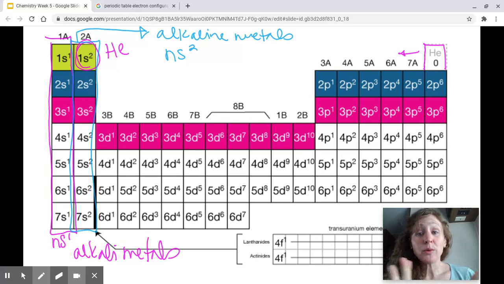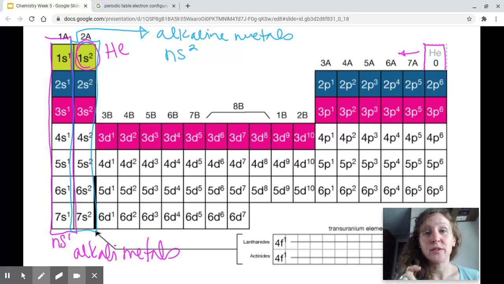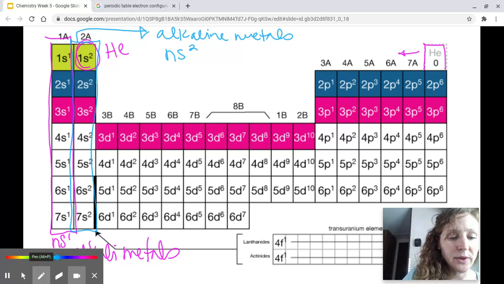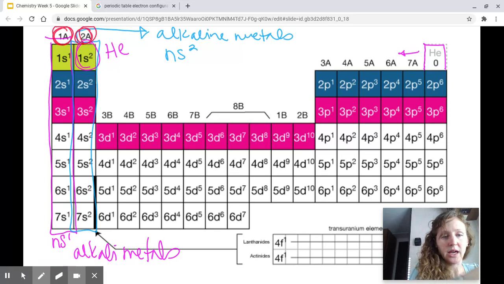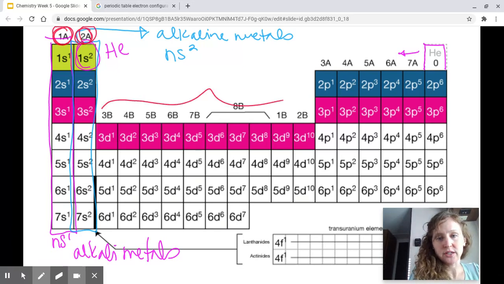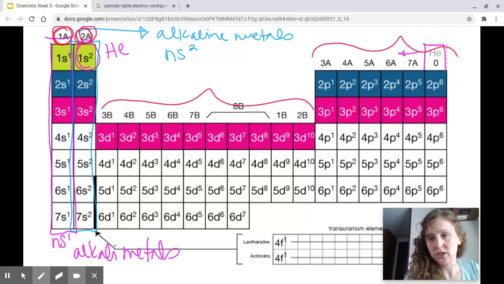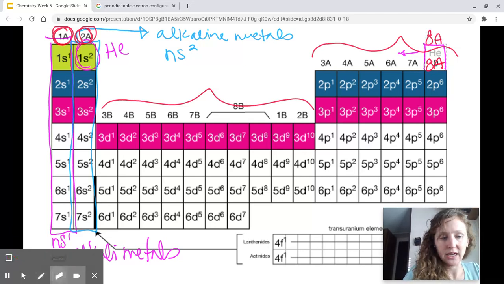Okay, before we move on further, I want to point out one more thing to you. On the top of the periodic table, you're going to see the columns usually numbered in a certain way. So this periodic table has the columns numbered 1A, 2A. Notice all the transitions are B's, and then you have these as well. This should be an 8A. This family should be 8A.